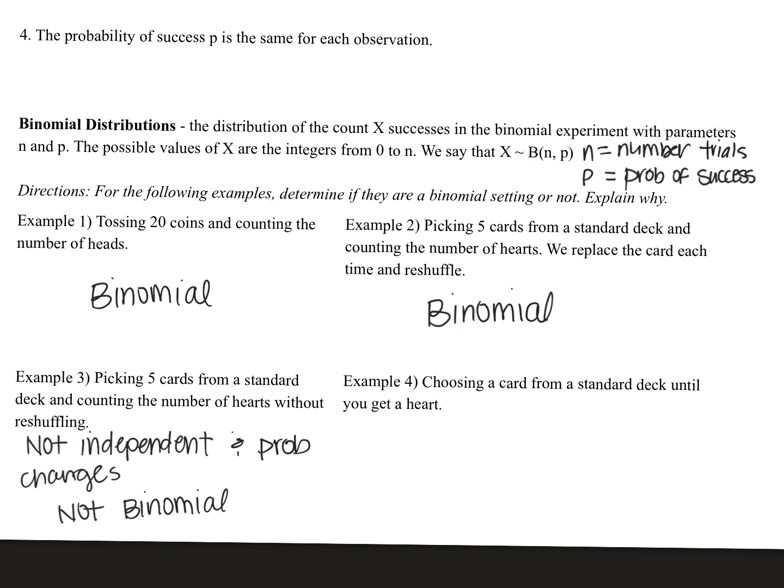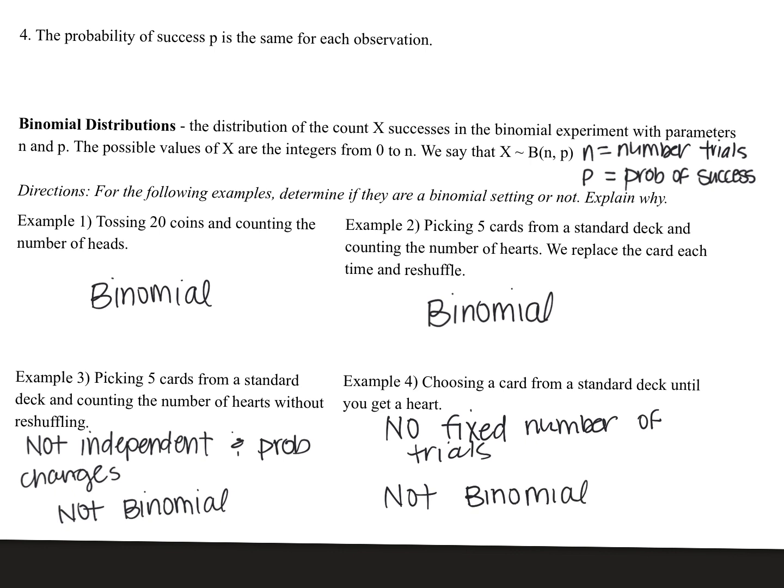And lastly, choosing a card from a standard deck until you get a heart. Not only are the same conditions from the third example being violated, but also there's no fixed number of trials. If you're looking through the 4 steps, yes, step 1 is met. It's either heart or not. But then we go to step 2, where you're looking at a fixed number of trials. No. So this is not binomial. We can see how wording through examples 2, 3, and 4 can change whether or not we have a binomial distribution.